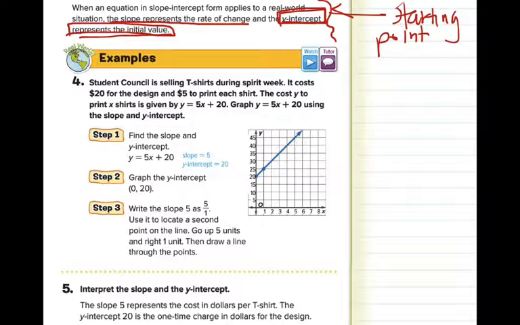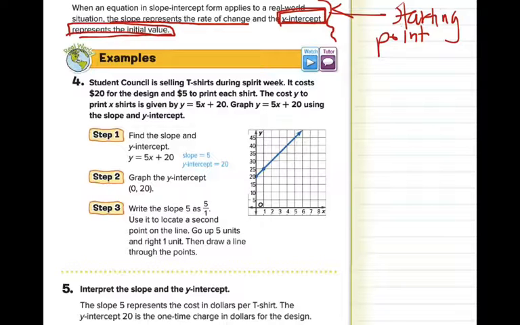Okay, so let's take a look at example 4. Student council is selling t-shirts during Spirit Week. It costs $20 for the design and $5 to print each shirt. The cost y to print x shirts is given by y equals 5x plus 20. Graph y equals 5x plus 20 using the slope and y-intercept.